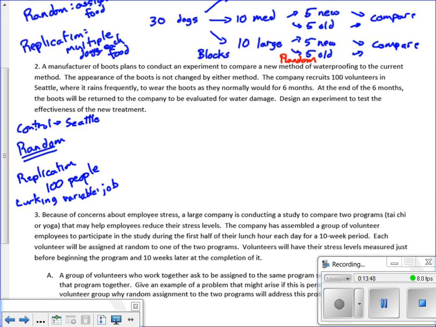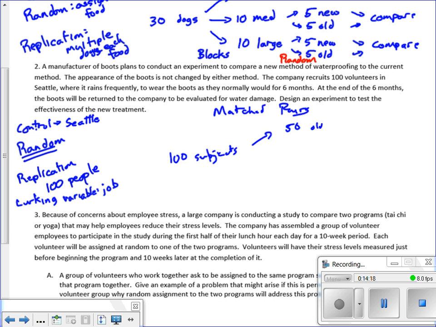Some people's jobs put them outside a lot more than others. So what's going to be important is, if random assignment was just who gets the new waterproof or who gets the old, we could run into the situation where all the new waterproofing is on people that are indoors, and then all the old is on people that are outdoors. So a way that we can eliminate this is the idea of matched pairs. And what we could do, we take our 100 subjects, and in our random assignment, we could split it up.